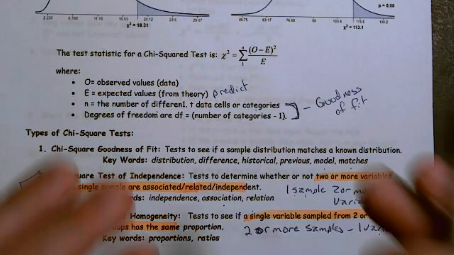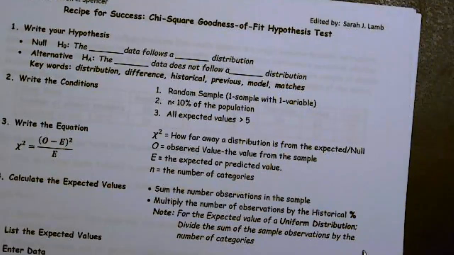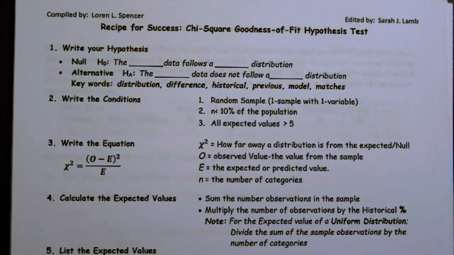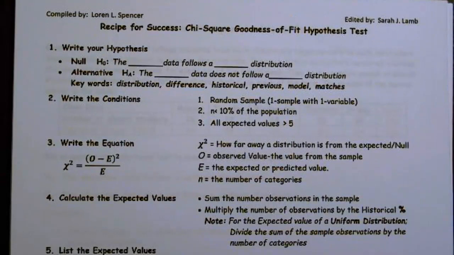All right, so let's look at the chi-square goodness of fit recipe here. By the way, I should tell you this: with the chi-square test, we can only run hypothesis tests. We're not going to have any confidence intervals. So all we'll do is talk about hypothesis tests.